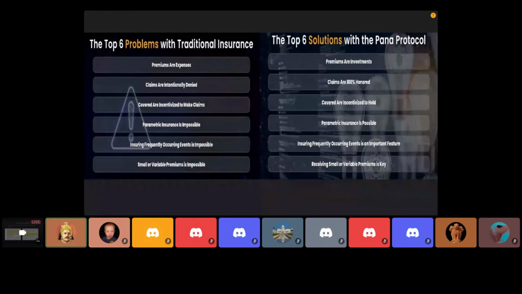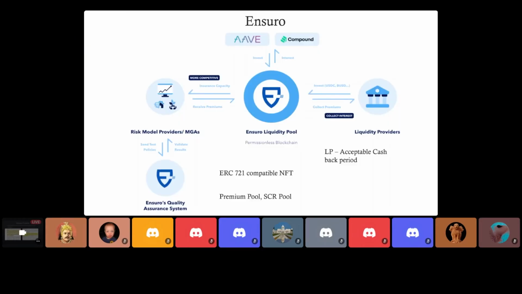So this is the comparison between traditional insurance and PANA. This also will come back later after discussing the comparisons, so that we'll get a better sense of the idea. So coming to our first insurance protocol that we are going to discuss today, it is Ensuro.